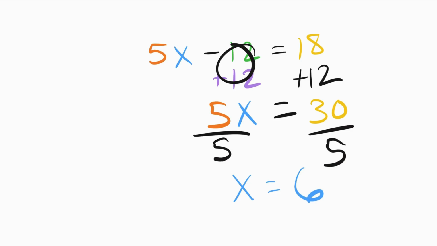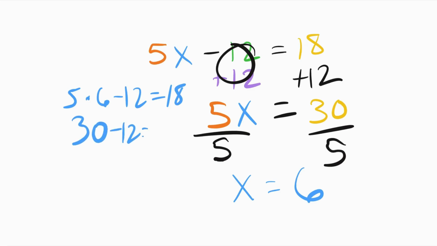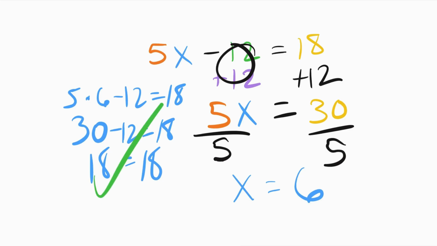Now, you want to go back and you want to check, right? 5 times 6 minus 12 equals 18. Yep, that's 30 minus 12 equals 18. 18 equals 18, and that's what we want. Check. Awesome. All right, cool. Let's move on. Let's keep going.